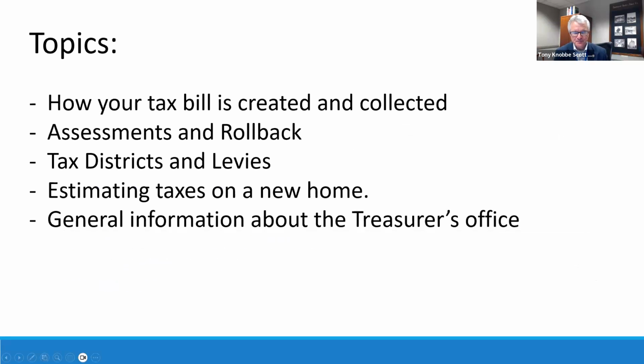All right, so there's 5 topics I really want to cover here today. First and foremost, how your tax bill is created and collected. Where does all the information come from? Who has a role? What role do they play? Who to blame when your taxes go up? And how to research what goes into those taxes.